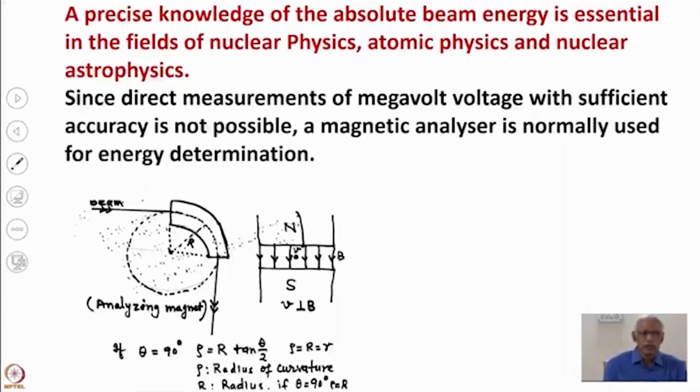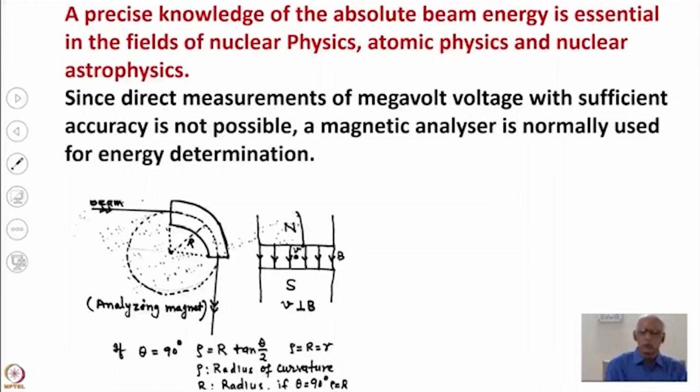Now, ultimately, since we don't have access to the high voltage, which gives the energy, we have to use some other component, and that has to be calibrated and used for determination of the energy. And one such component, as I mentioned in the figure, was the analyzing magnet.